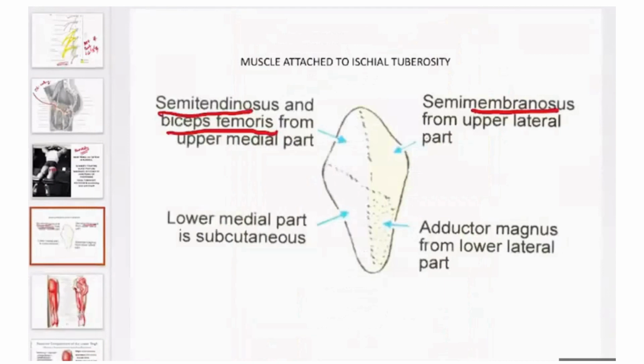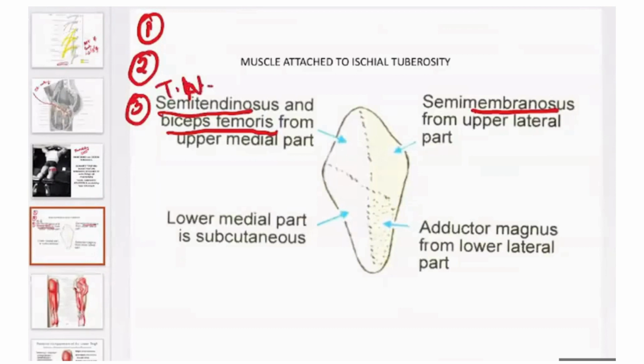Now I will tell you what is hamstring. The muscle should take origin from the ischial tuberosity. It should get inserted into either bone of the leg, tibia or fibula. It should be innervated by the tibial component of the sciatic nerve, not the peroneal component. It should be innervated by the tibial component.